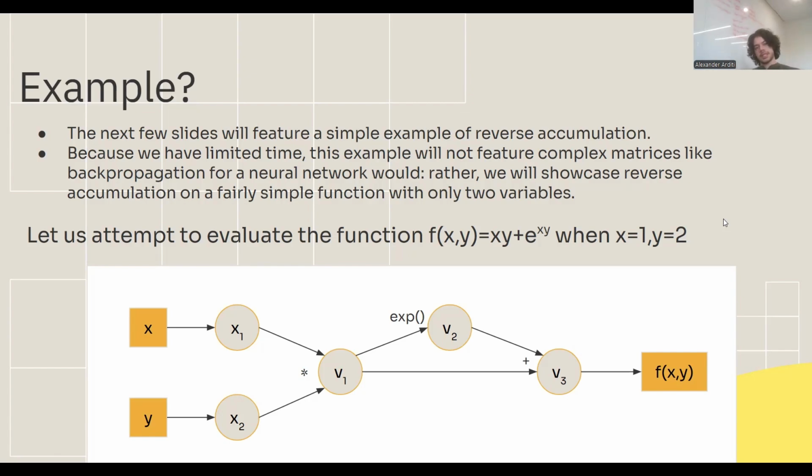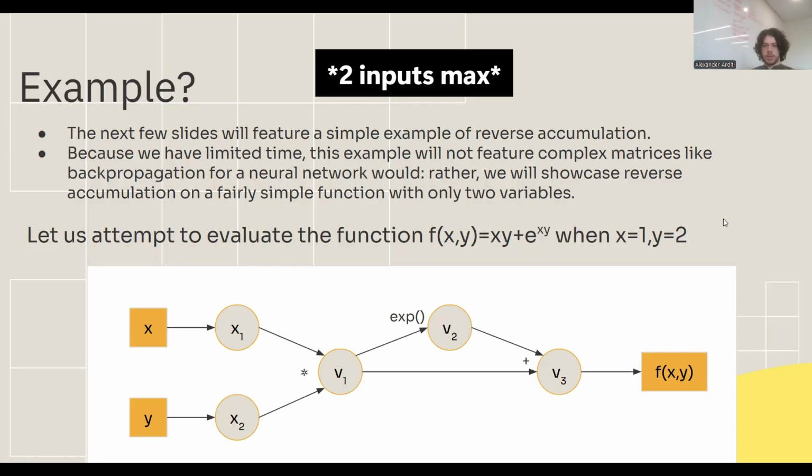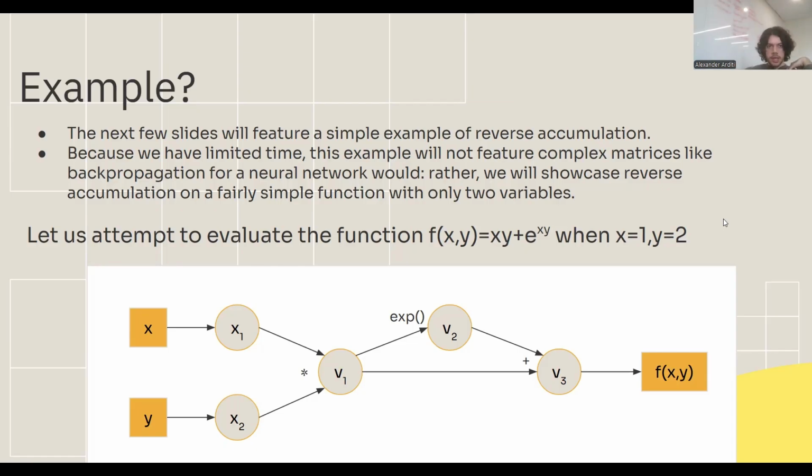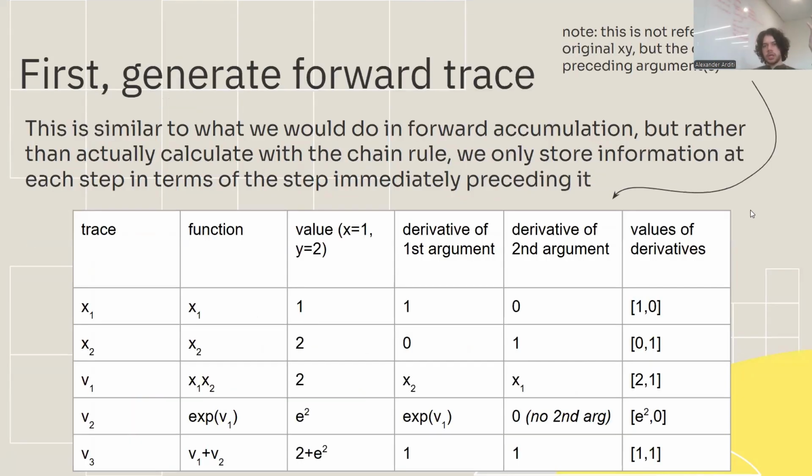So we do this setup here with these nodes. You can see we're going to rename x and y, x1 and x2. And then at each step, we're going to create a new node as we're building our function. And every node needs to have two inputs. So we'll move on to the next slide. So first we generate a forward trace.